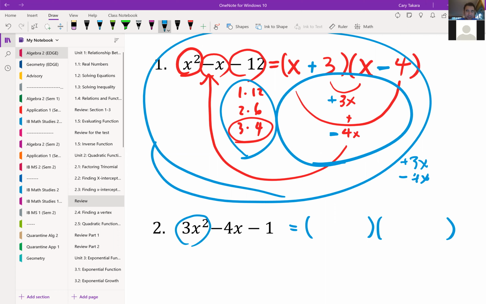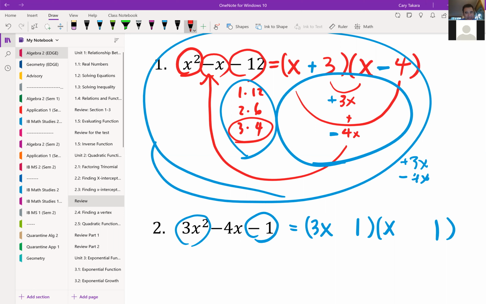So the first step, 3x squared, you get that by 3x and x. Right? Next step, you're going to skip the middle, but you're going to look at the last number, negative 1. What times what gives you 1? There's only one possibility. It's 1 times 1. Okay? So it has to be 1 and 1 in this case.